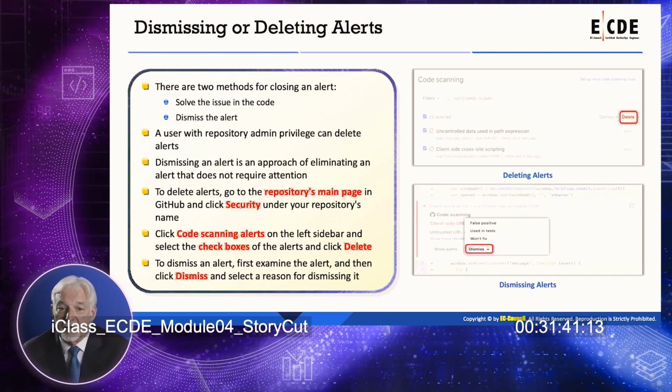To delete alerts, go to the repository's main page in GitHub and click Security under your repository's name. Click Code Scanning Alerts in the left sidebar, select the checkboxes of the alerts, and click Delete. To dismiss an alert, first examine the alert and then click Dismiss and select a reason for dismissing it.